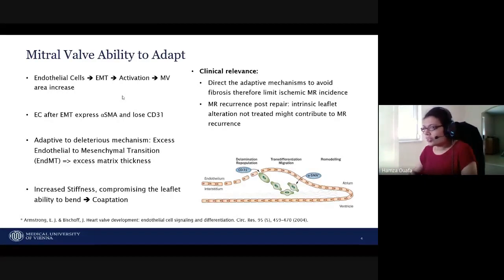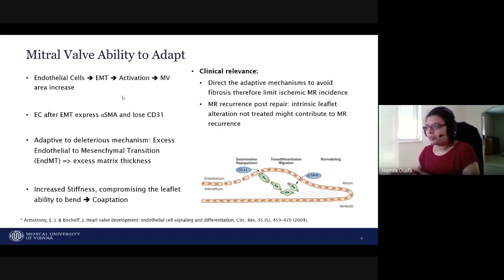The activation of endothelial cells is something positive at the beginning, but when it's an excessive EMT, an excessive activation of the endothelial cells, we end up having an excess matrix production and an increased stiffness of the mitral valves. This compromises the leaflet ability to bend and therefore their coaptation.